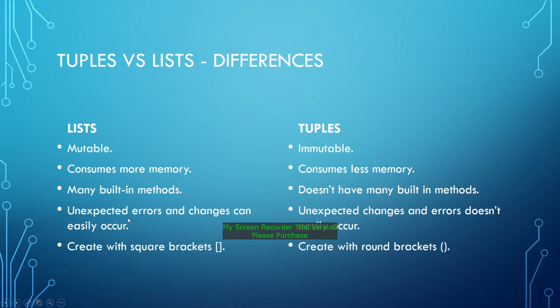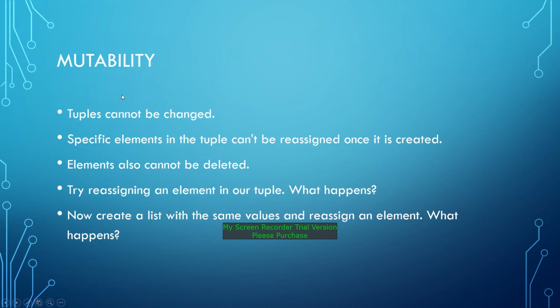Lists, however, when you make changes to your list, you can unexpectedly get errors. Tuples are a lot more resistant to errors because you cannot change your data once it is created. So it is safer to use a tuple in many instances. And you create a list with square brackets and a tuple with round brackets. All right, so let's go a bit more into detail. Mutability. Tuples cannot be changed. Specific elements in the tuple can't be reassigned once it is created, and you also cannot delete elements.